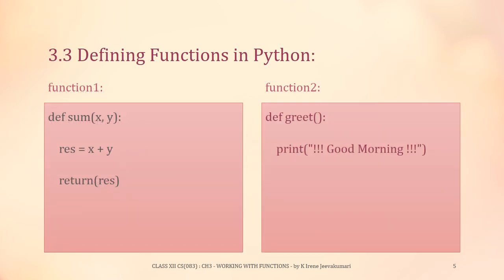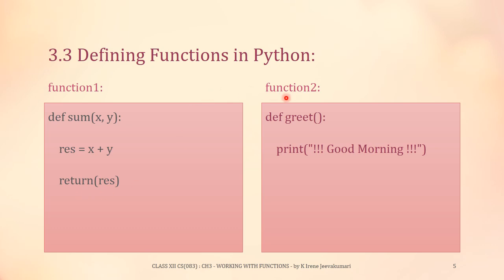Let us see the different ways of defining a function. Here in the first function, the function definition starts with the keyword def followed by the name of the function, and it takes two parameters x and y and ends with a colon. This is a label, and it takes two statements as the body of this function definition. The first statement computes the added result of x and y, and that result is returned by the return statement.